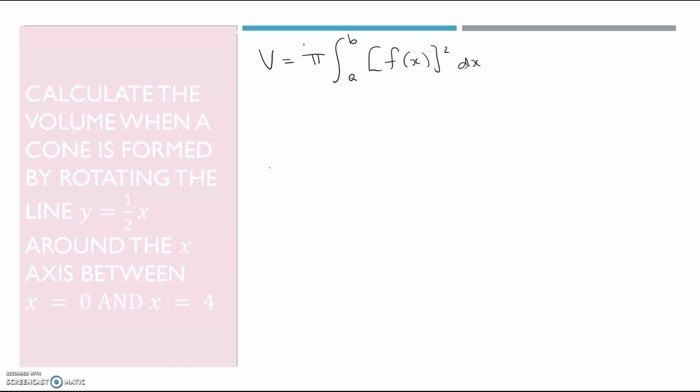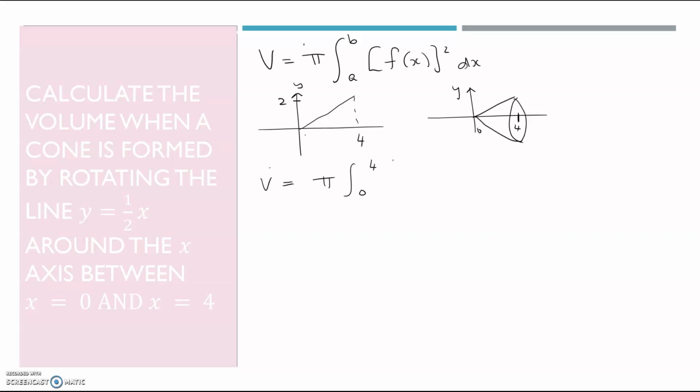So in this case, it's the line y equals a half x, between 4 and 0. So that means if we put in 4, it must be up to 2. Now imagine that we're going to rotate it around to make a cone like that. Okay, just use the formula. V equals pi times the integral between 0 and 4 of the function squared.